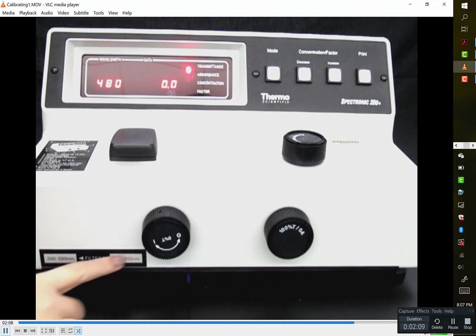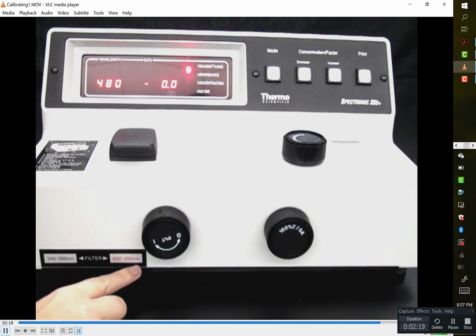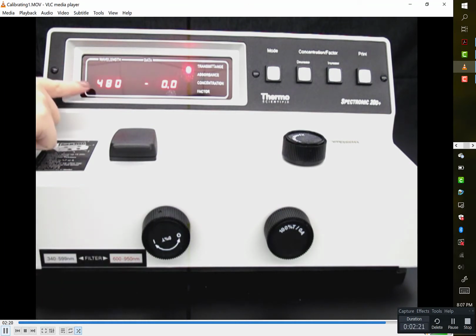The other thing is down here on the bottom, there is a filter level. And so on this side, it's 340 to 599. On this side, it's 600 to 950. We are using a wavelength of 480, so the lever is over here on the left. So notice there's a little switch here. I need it to be on 480.